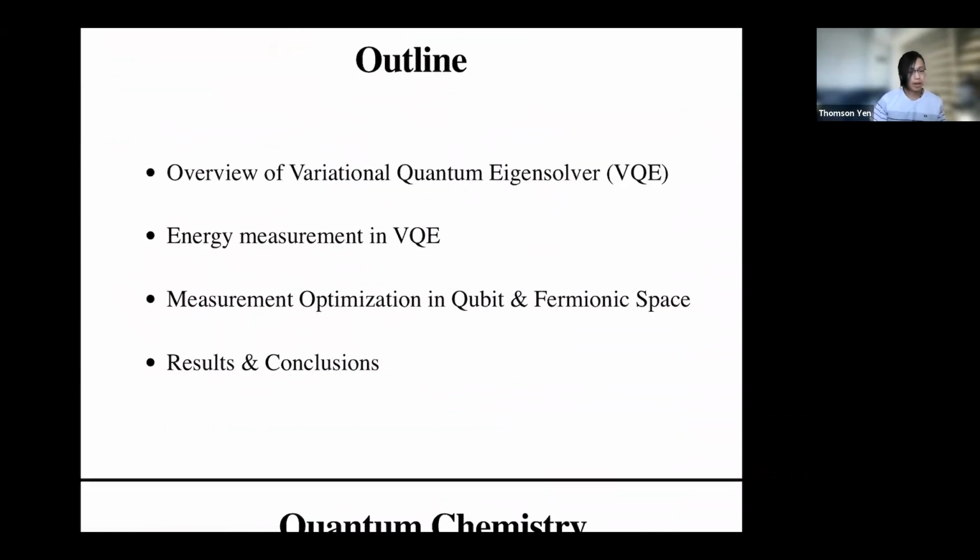So the outline of the talk is as follows. I'm sure you're all familiar with variational quantum eigensolver, so I'll just quickly go through the basics. And in the VQE particularly, I want to focus on the measurement parts of VQE. I want to state the problem there and what we are trying to achieve with measurement optimization. And then there'll be several methods in the qubit or fermionic space that speed up the measurements in VQE. And I'll show you some results and conclude the talk.